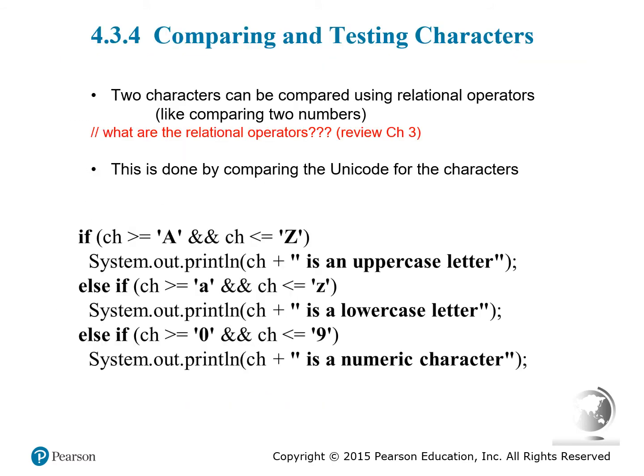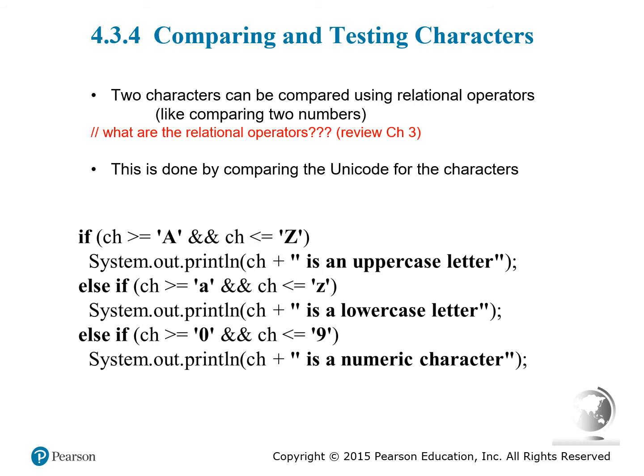The relational operators, greater than or equal to, less than or equal to, etc., can be used to compare two characters, and this is done by comparing the equivalent Unicode for each character. By using the relational operators, we can determine alphabetic order, among other things.